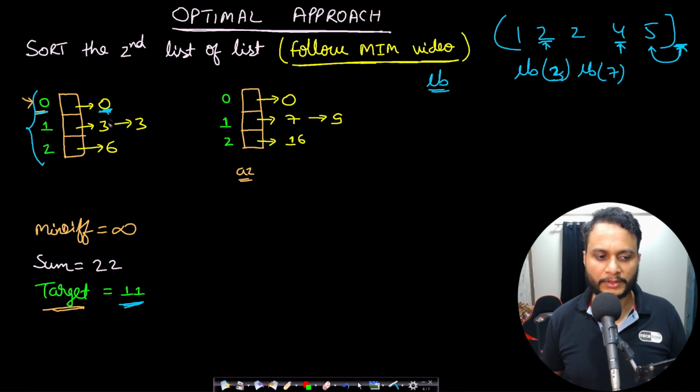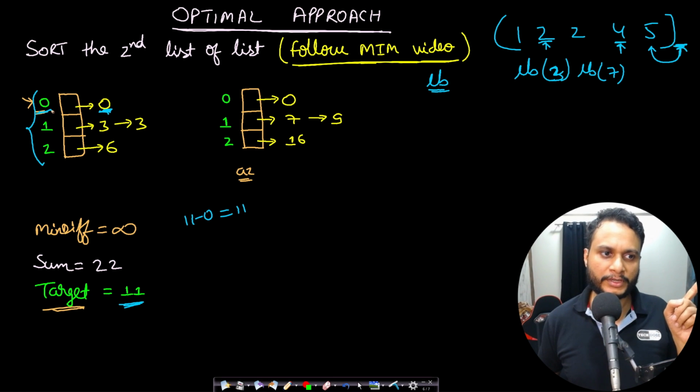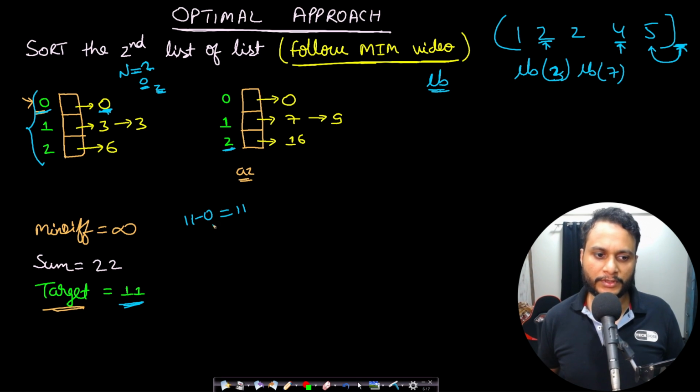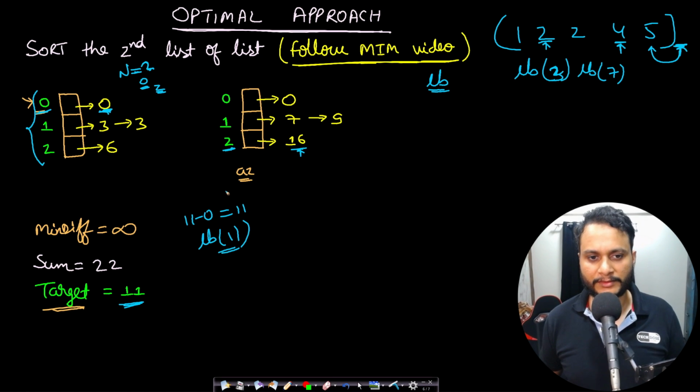So if you pick 0, then your target sum will reduce by 11 minus 0, and that becomes 11. So if you have included 0 items, your n value being 2, you already included 0 items from the first array, then you need to include 2 minus 0, that means 2 items from the second array. So go to the second number row and find out the lower bound on 11, and you will see that it will stop at 16, right? It will stop at 16.